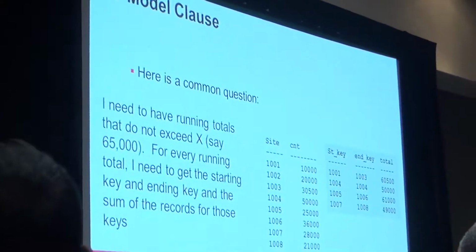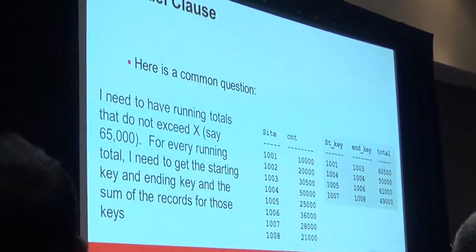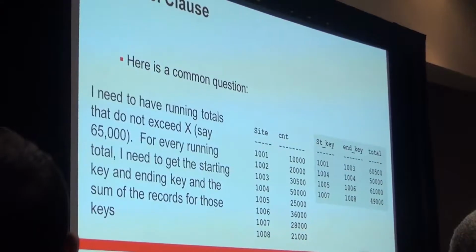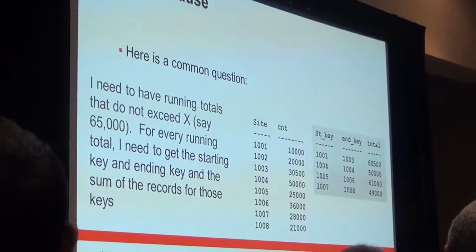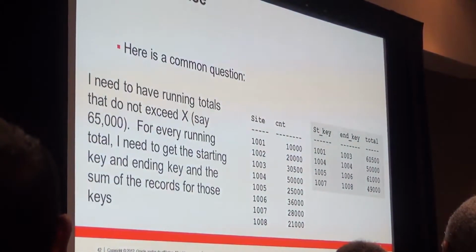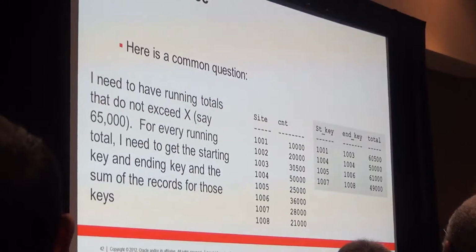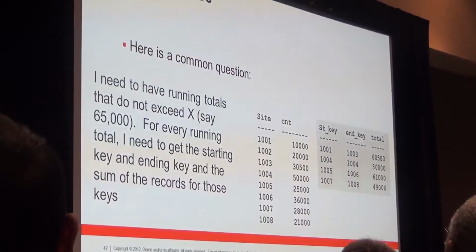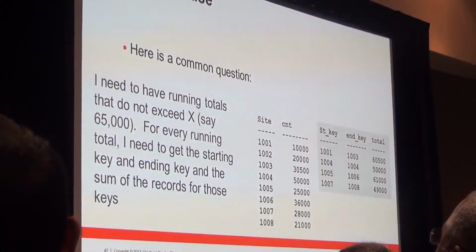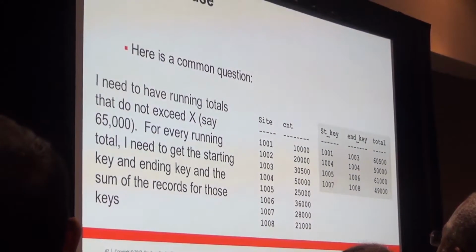So here's a question that I get frequently. I need to have running totals, okay? But I want to go through this sorted set of information, and as the running total hits some threshold, like 65,000, I would like that to be one group. So you can sort of iterate through this first set of data, adding up 10,000, 20,000, that gives me 30,000, and then adding 30,500, that gives me 60,500. If I was to add the next row 50,000, that would exceed that threshold. So I want to stop processing, output those three records as a group, reset all my counters, and do it over again.